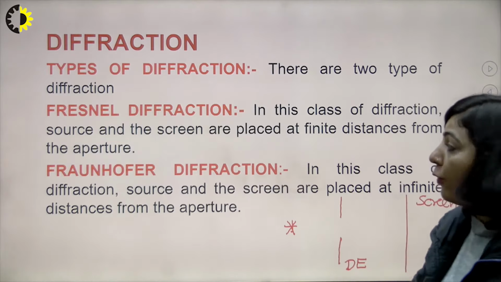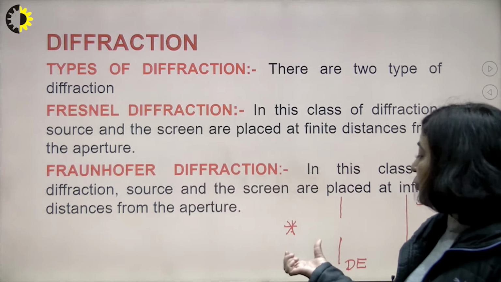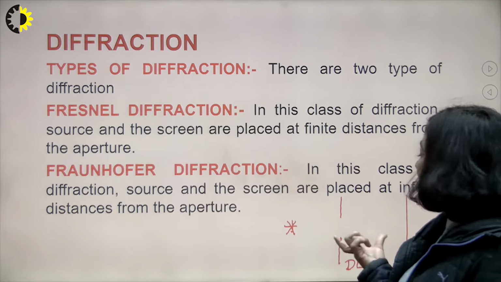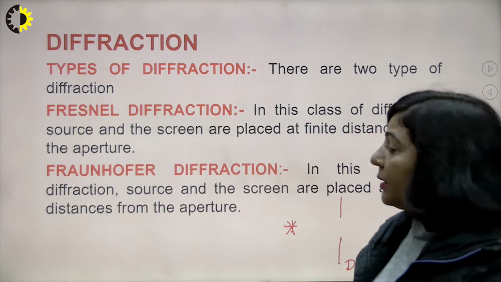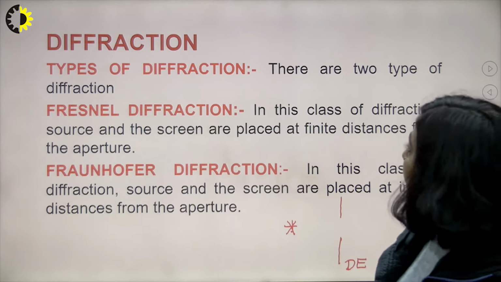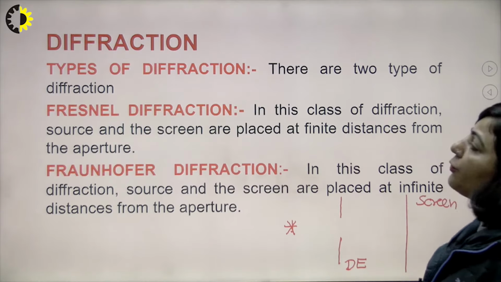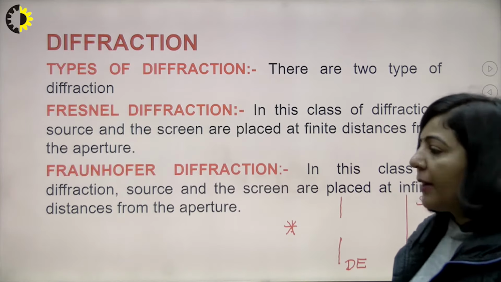Whereas in Fraunhofer diffraction, which is your second type of diffraction, the distance between the source and diffracting element, and the distance between diffracting element and screen, is infinite. So these are two different types of diffraction patterns. In Fresnel diffraction, source and screen are placed at finite distance from the aperture. I have already mentioned that.